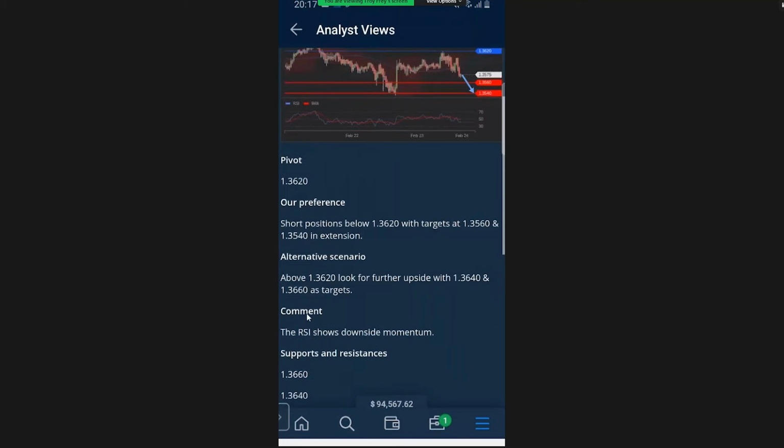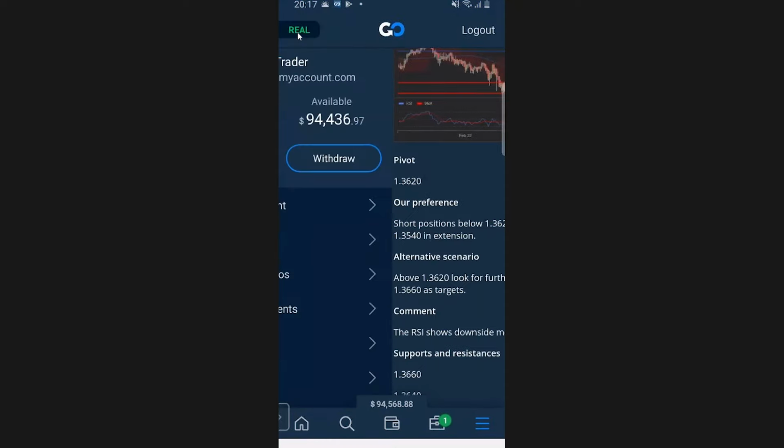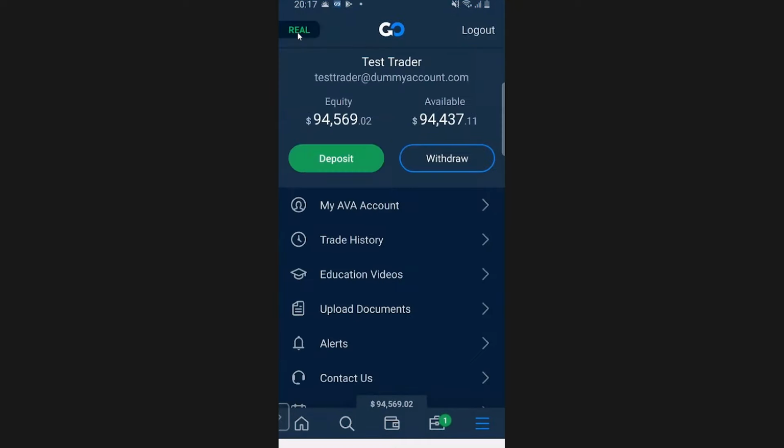Okay, alternate scenario to buy if the price breaks above $36.20 with take profits up at these suggested prices here, $36.40, $36.60. So this is the way I would suggest you can use the signals: outline the fundamental news situation first, and then look for signals that make sense to you based on your understanding of the fundamental news. Okay. What we can do then is let's go ahead.